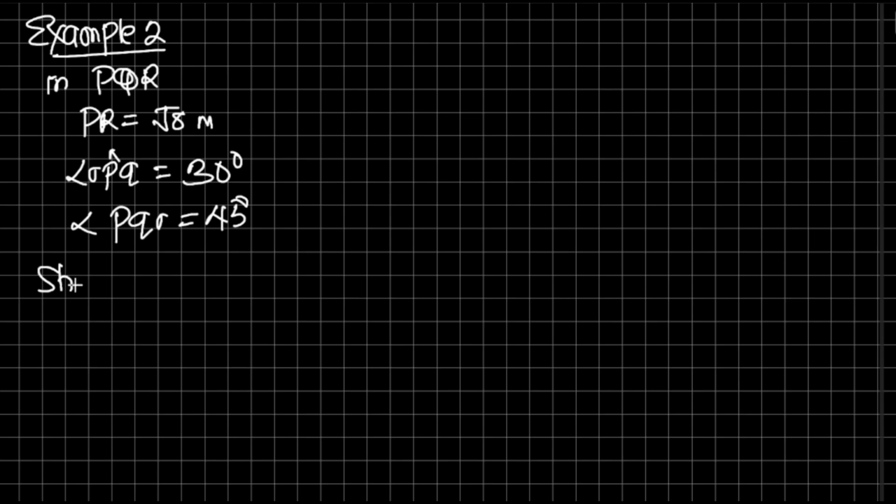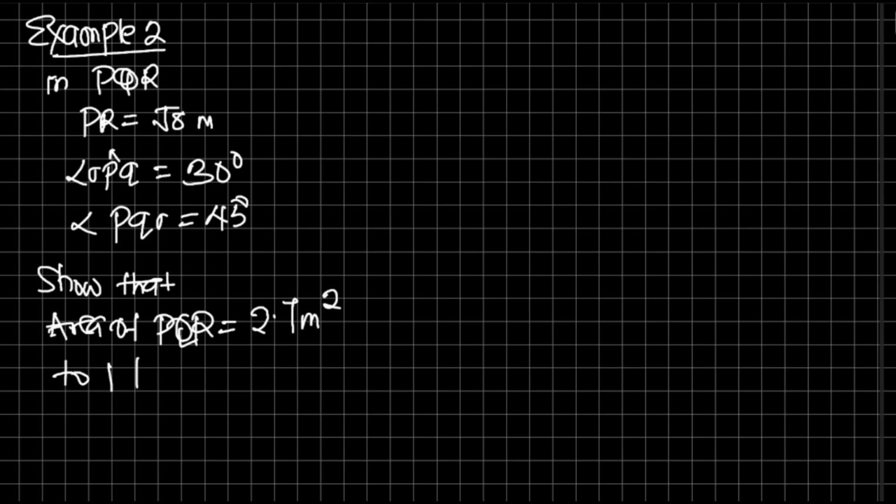So show that the area of triangle PQR is equal to 2.7 meter square to 1 decimal place. So how can we do this? First of all, we have to sketch the diagram. So let's have our sketch.